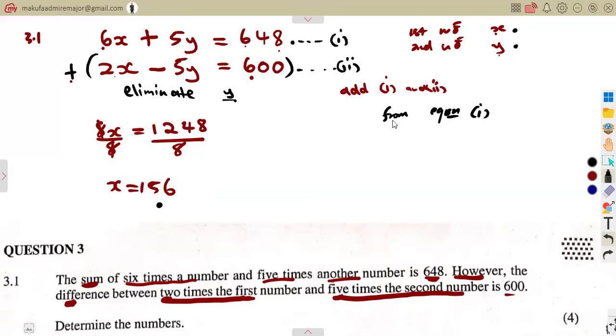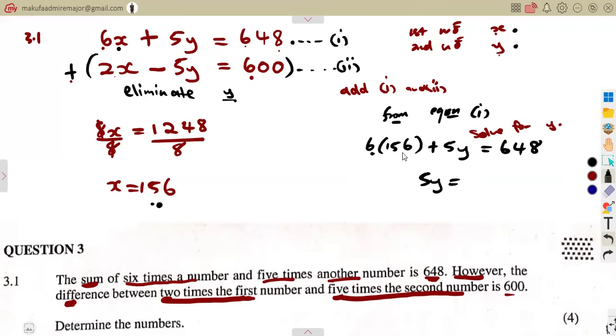So from equation 1, I'm going to substitute this x value, 6x, that is in place of x, I'm going to substitute 156 plus 5y is equal to 648. Then I can solve for y. So let's solve for y in this case. So 5y is equal to, if you multiply these two, take it to the other side, you subtract the difference there of 648 and 6 times 156, whatever value that you're going to obtain there, you divide by 5 actually, guys.